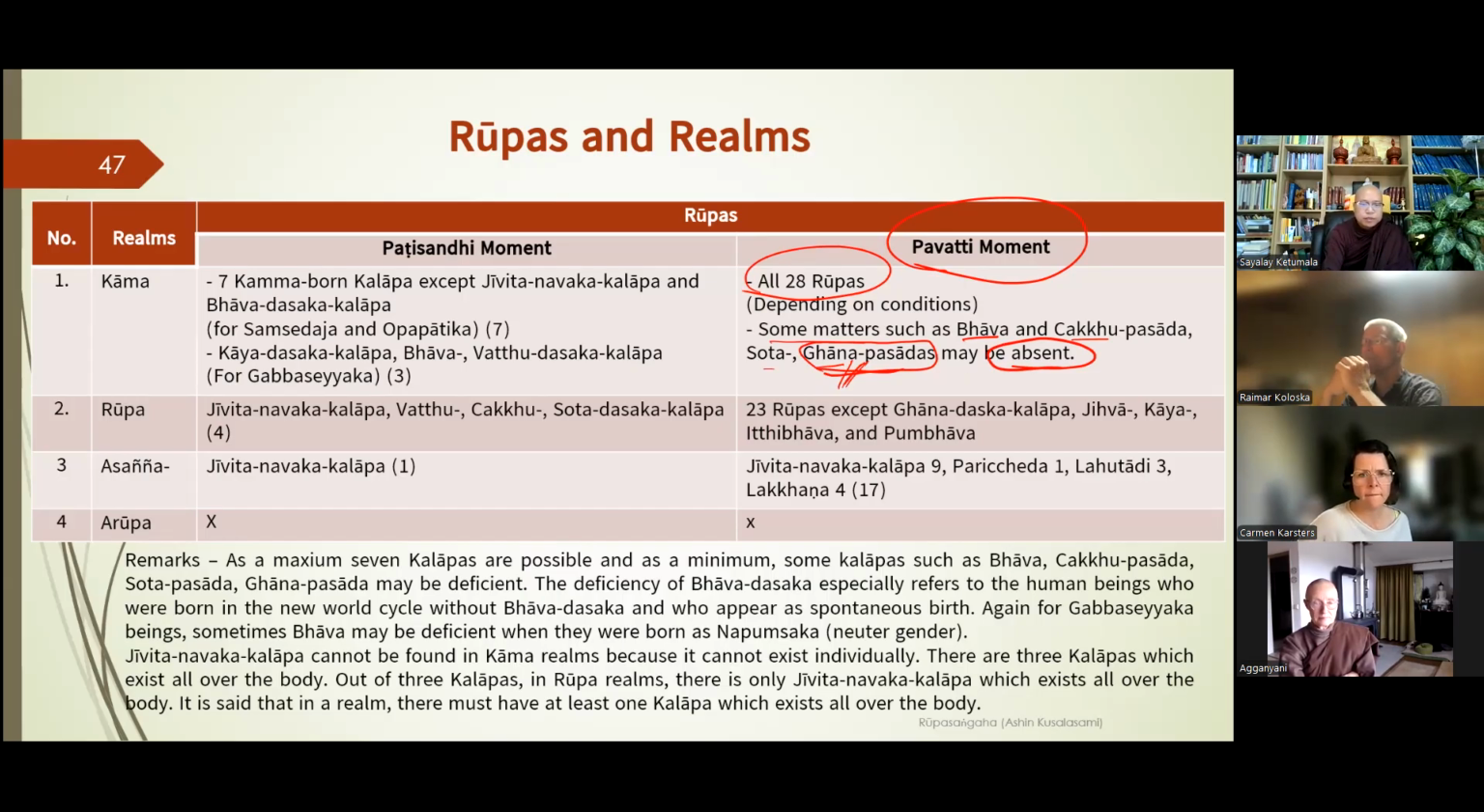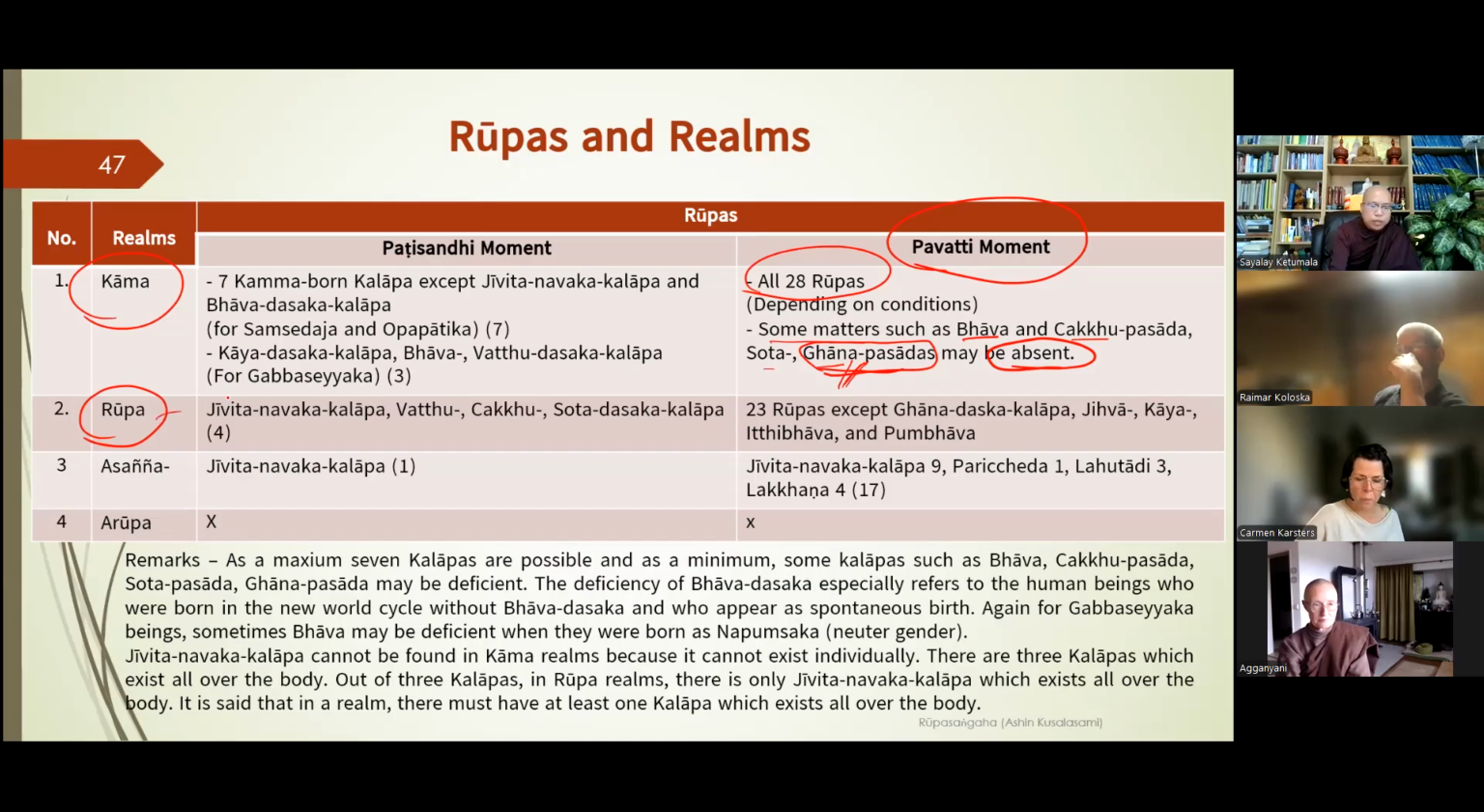Okay, but Jema Pasada is not included there. It cannot be. It is not included in the Pasada, which can be absent. Okay, so this is in the sense realm. And the Rupa realms also are included in the Upapadika beings, the group of Upapadika, spontaneous birth, born as a grown-up person.